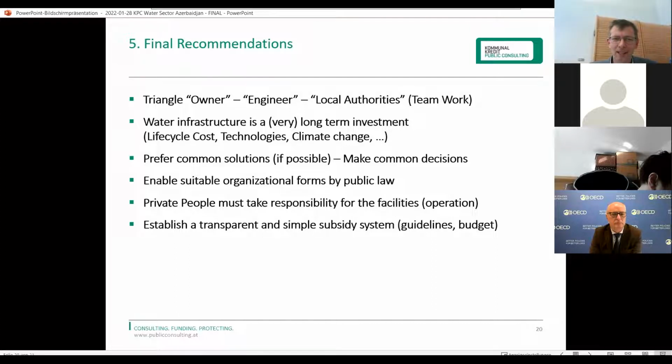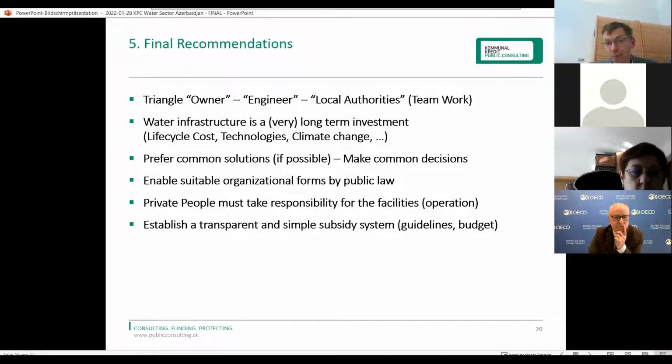The second point, which is also very important to consider: water infrastructure is a very long-term investment. So we have water pipes in Austria, for example, for the city of Vienna. The pipes are 100 years old and 100 kilometers long. So you make a decision, and 50 years later, you have to live with the decision. So think about life cycle cost. Think about technologies. Think about climate change. So it's really worth considering all these points.